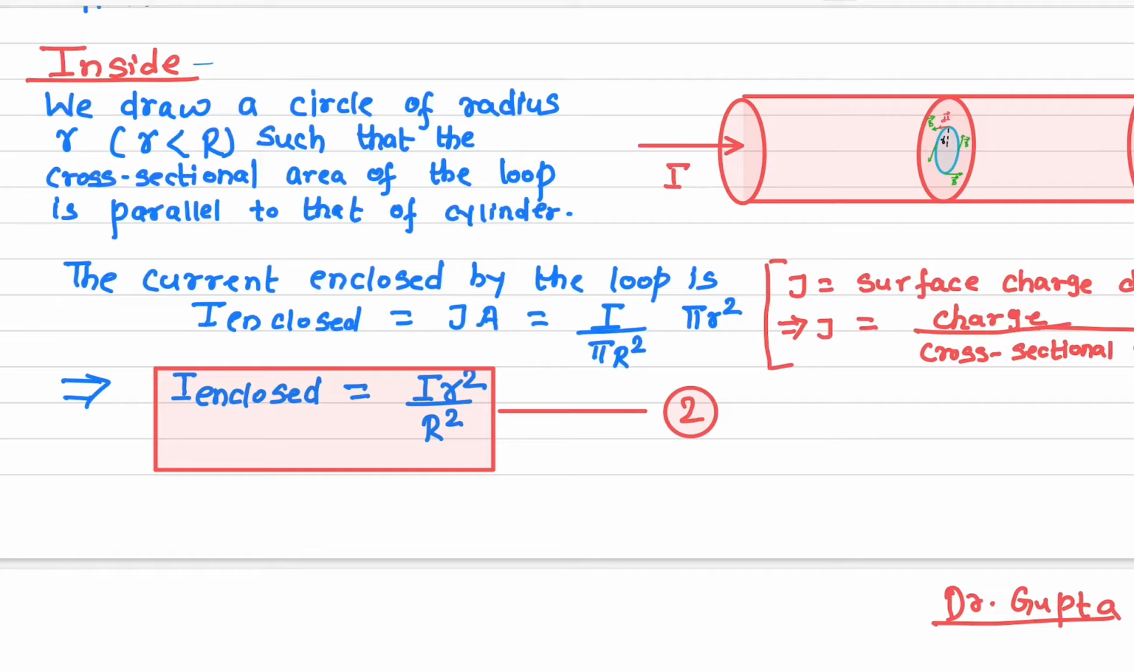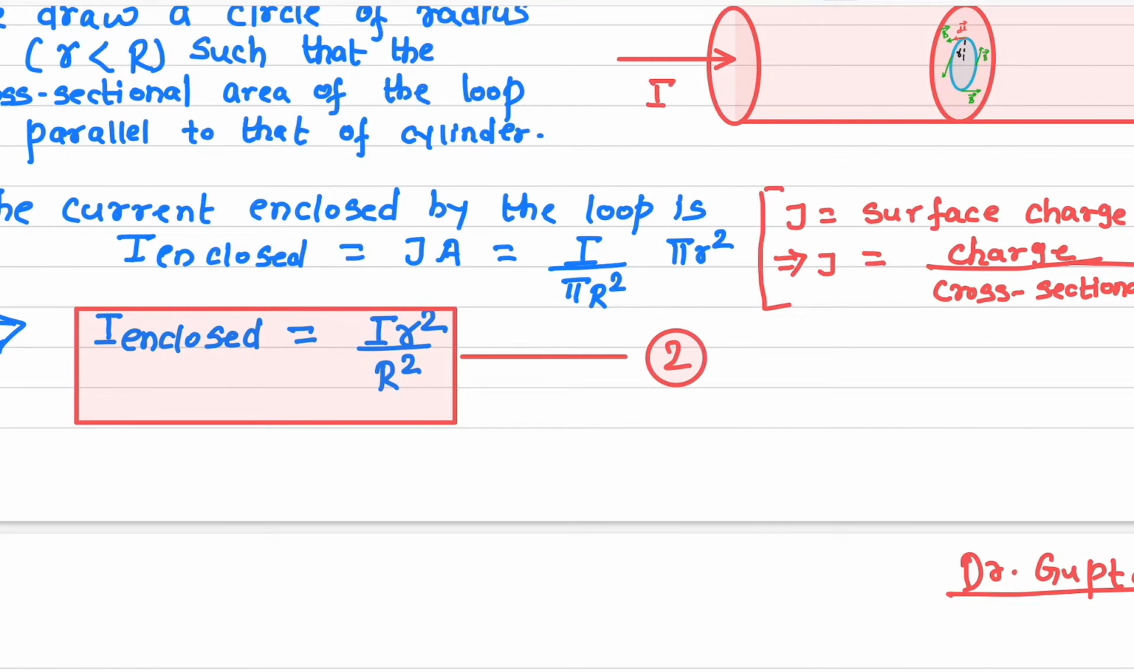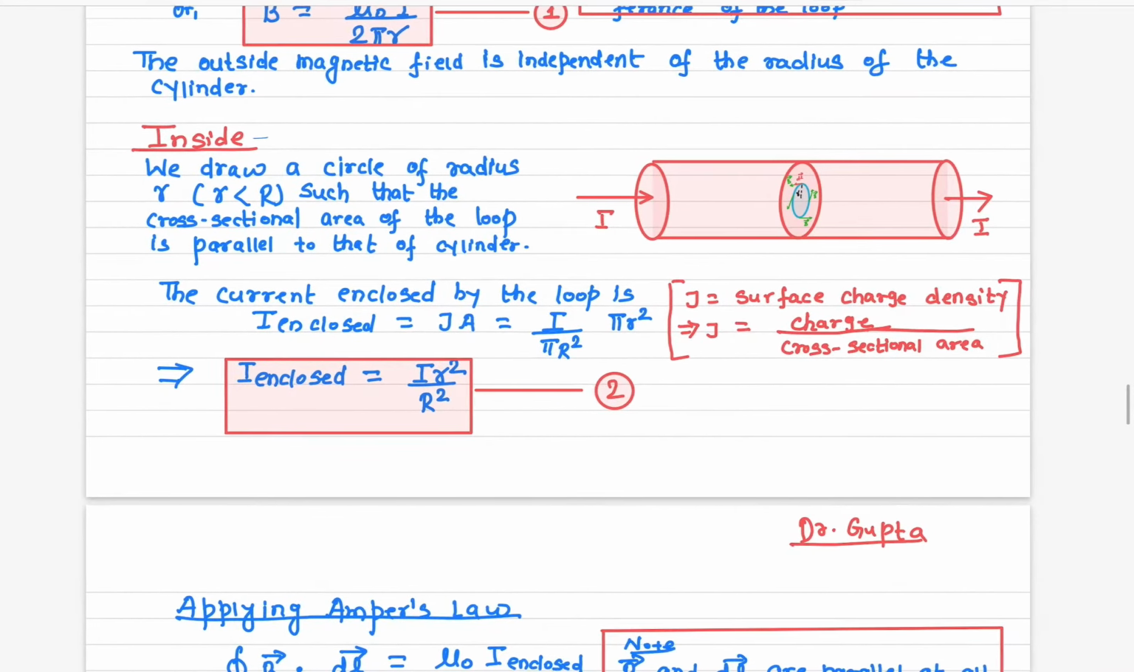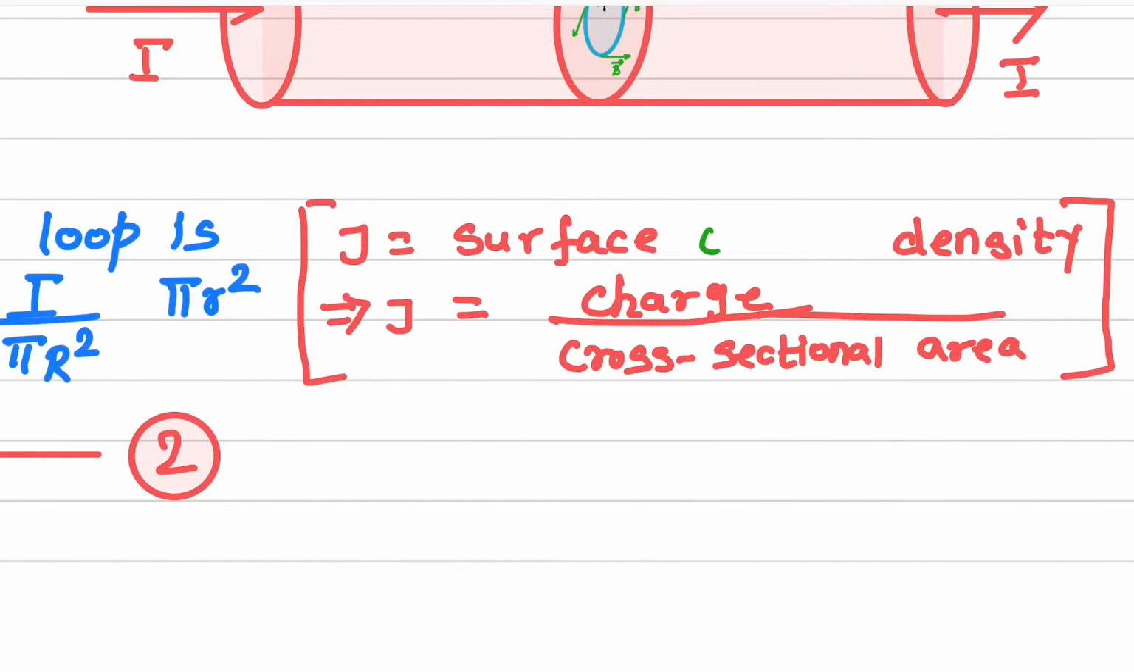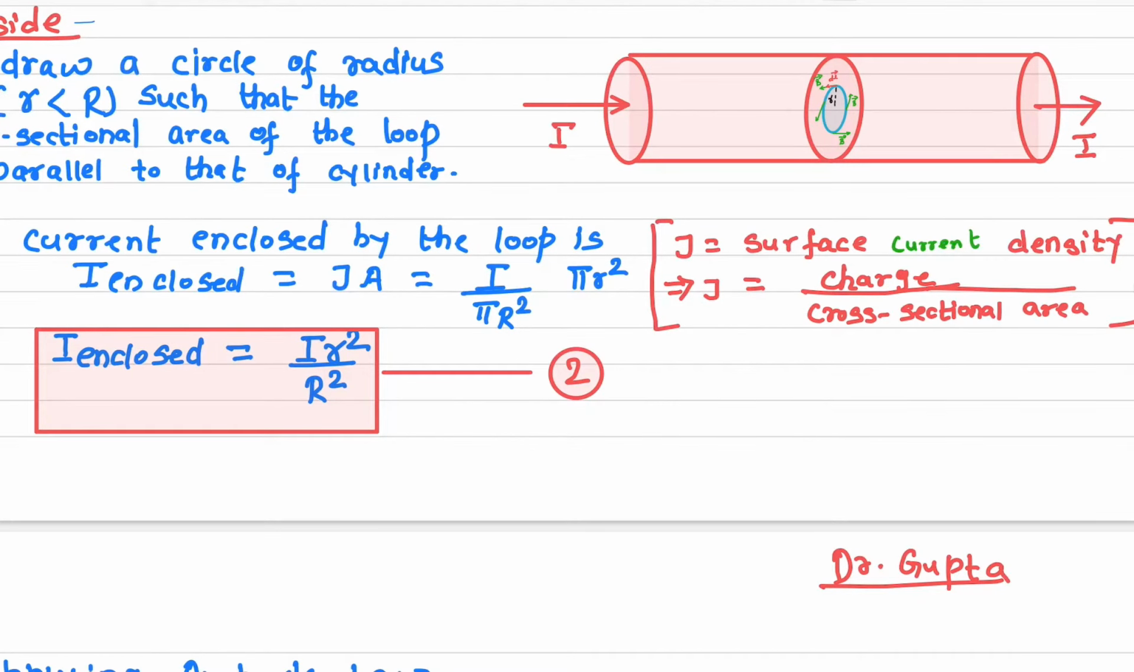In order to do that, the current is uniformly distributed over the entire cross-sectional area. So the enclosed current can be given by J times A, and J here is the surface current density. This is not a charge density, this is the current density, the surface current density.